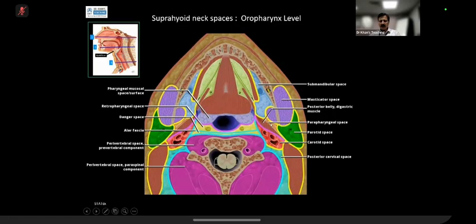For example, look at the parapharyngeal space. It is now attenuated. It is not as big as it was before. And this is the masticator space. This is the submandibular space, the parotid space, the carotid space.